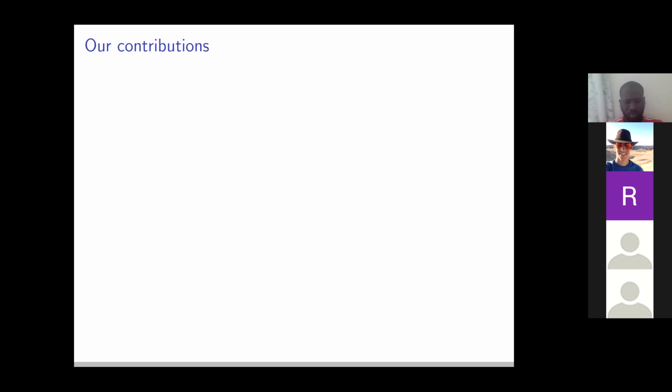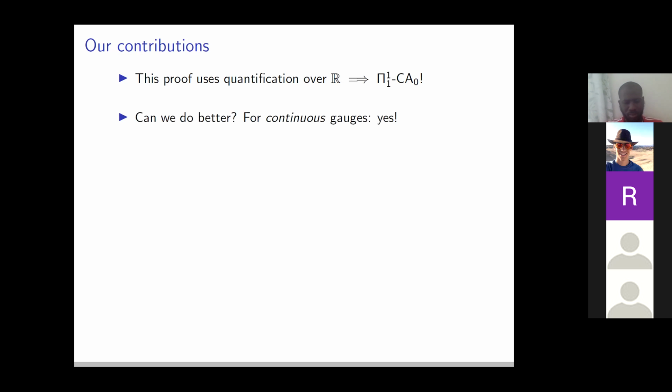When we did that question, we were asking, does there exist a real number in here? So we had to quantify over real numbers. That uses Pi11CA, which, remember, is the strongest system out of those 5. So that's not great. We want to prove it in the weakest system possible. Can we do better? Yes, for continuous gauges, we actually only need weak Koenig's lemma, which is the second weakest system.